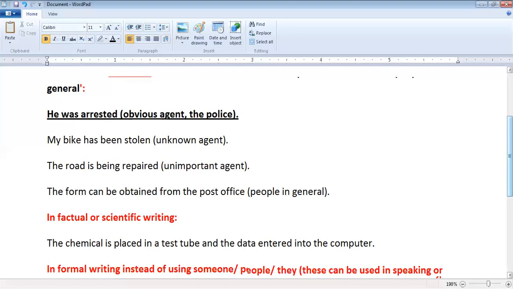Everyone collects the form from the post office from 9 a.m. till 9 p.m. अब इसमें एवरीवन एक अंडरस्टूड बात है, जनरल पीपल एक अंडरस्टूड बात है. सो इंस्टेड ऑफ एवरीवन हम पैसिव वॉइस का इस्तेमाल कर सकते हैं. इंस्टेड ऑफ एवरी इंडिविजुअल हम पैसिव वॉइस का इस्तेमाल कर सकते हैं डायरेक्टली. और एक्शन के बारे में बात करेंगे.